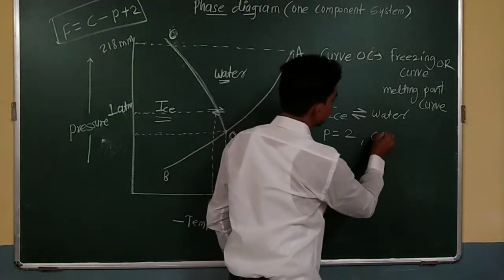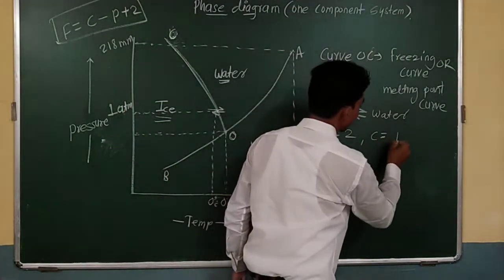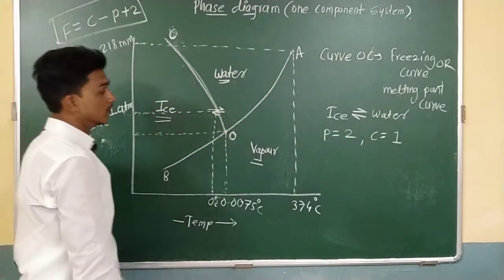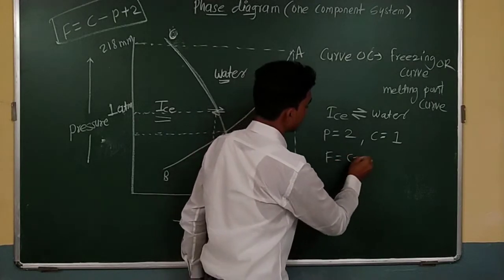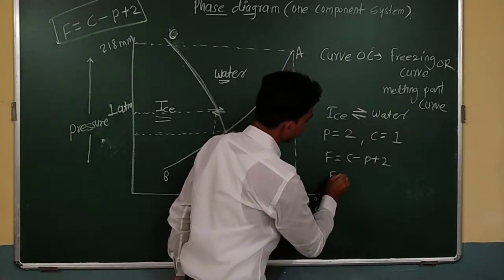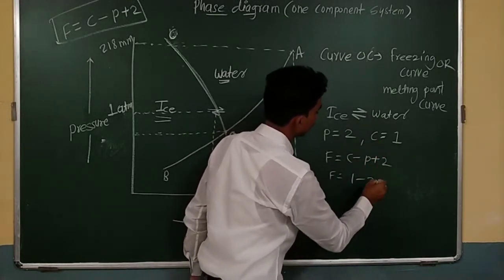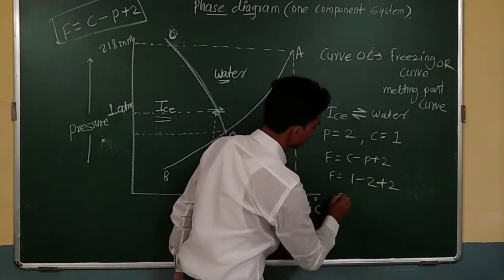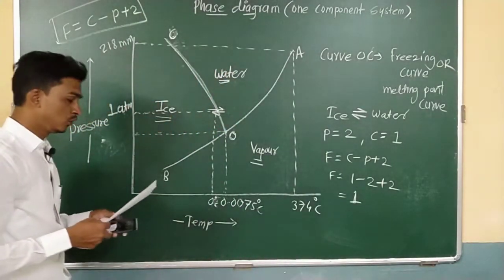And the number of components, C, how many? Because this is a water system with water molecules, the number of components is 1. When I calculate using the phase rule, F = C - P + 2, I get C is 1, minus 2, plus 2, which is equal to 1.